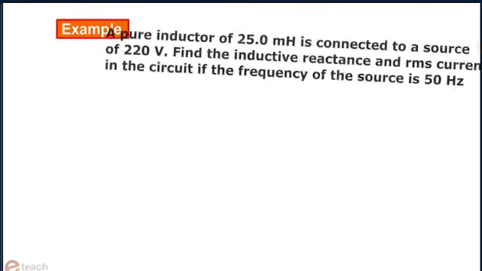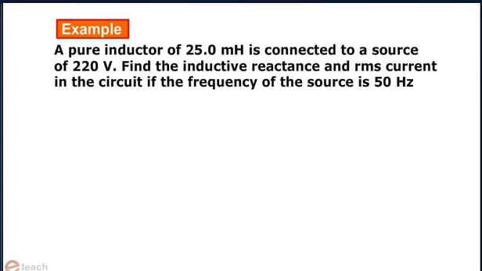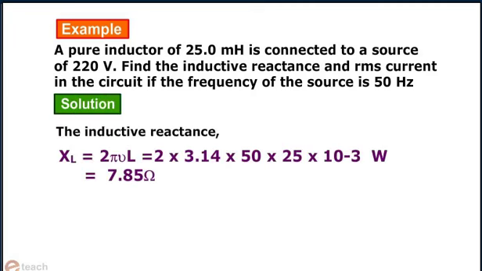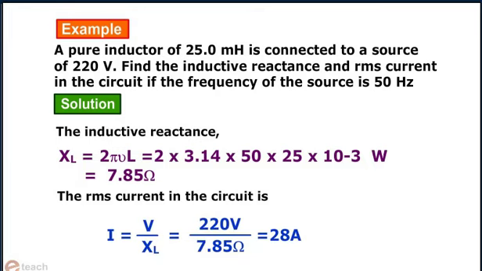Let's take an example. A pure inductor of 25.0 millihenry is connected to a source of 220 volts. Find the inductive reactance and RMS current in the circuit if the frequency of the source is 50 Hz. Solution. The inductive reactance X L is 2 pi nu L. Putting the given values in the equation, we get the result as 7.85 ohm. The RMS current in the circuit is V by X L, which gives the result 28 amperes.